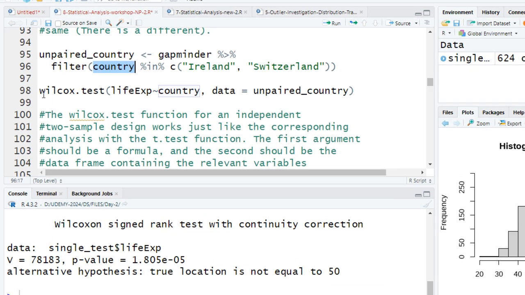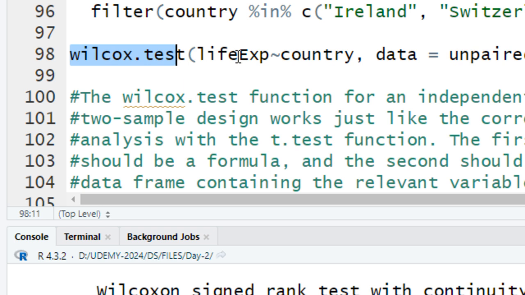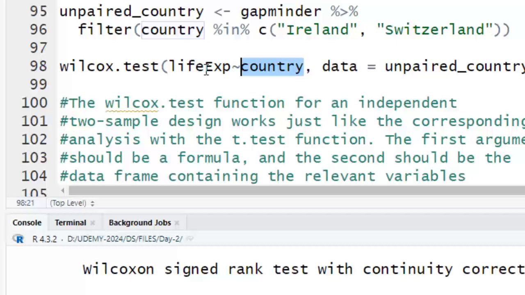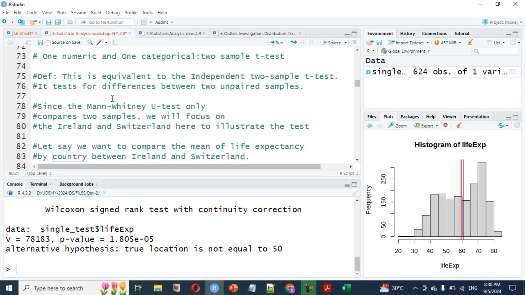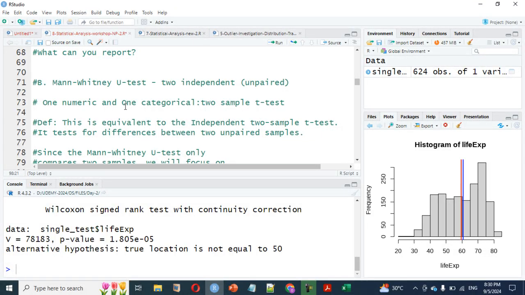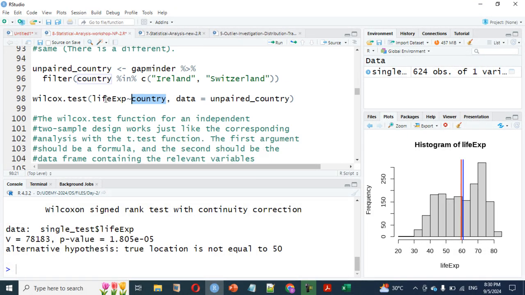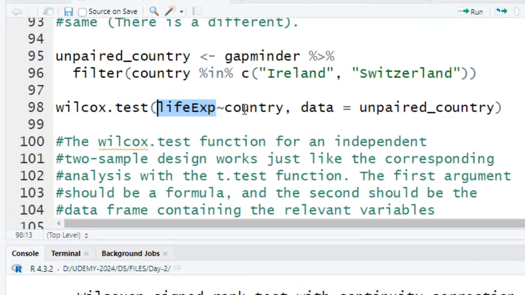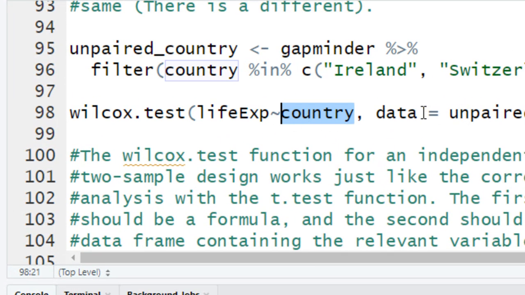So let's consider our test here. We have our country here, which is a categorical variable. Don't forget, when we started here, we saw that we have one numeric and one categorical. This is a metric based numeric, and this is a categorical variable. So our data is unpair country. This is our new data we created because it's already filtered from Gapminder. When we filtered it, we assigned it to an object called unpair country. So we have a new data set which is filtered.